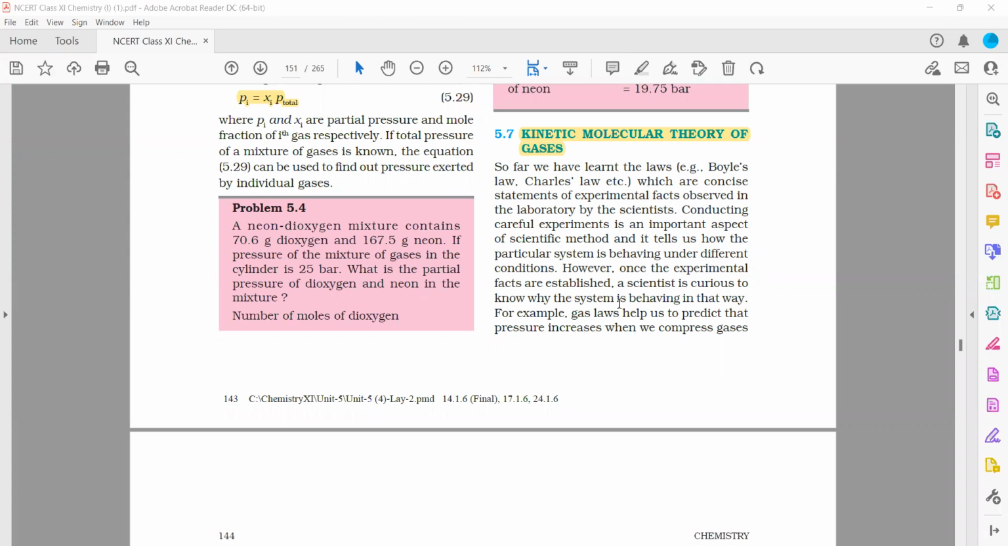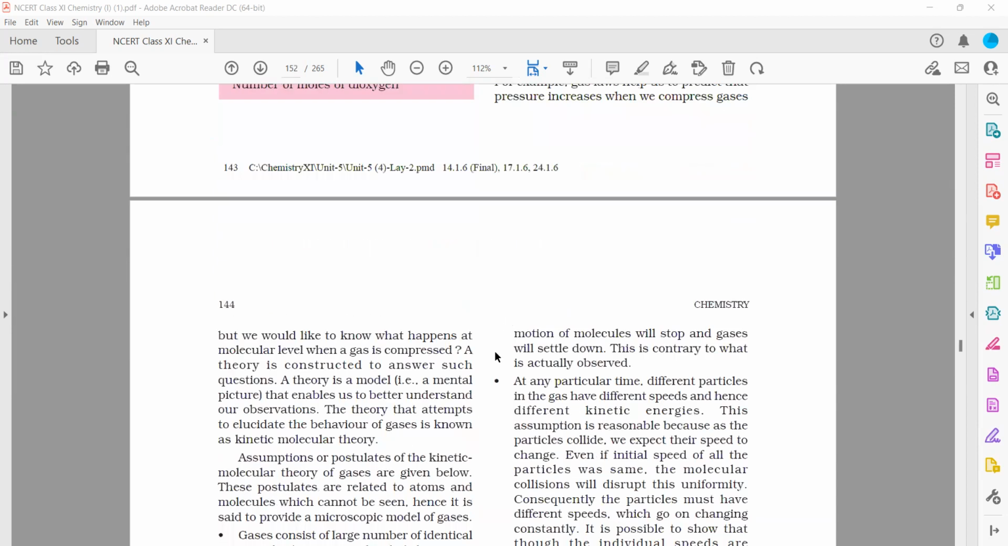However, once the experimental facts are established, a scientist is curious to know why the system is behaving in that way. For example, gas laws help us to predict that pressure increases when we compress the gas. But we would like to know what happens at the molecular level when a gas is compressed. So we know that if you compress the gas, then the pressure will increase. But what is actually happening at the molecular level? That also is very important to know.